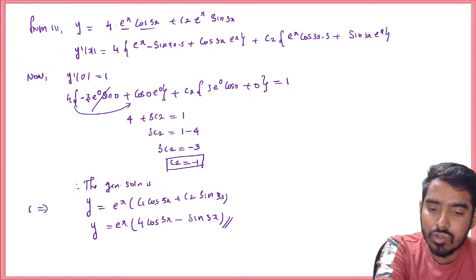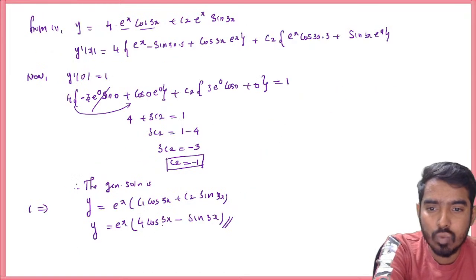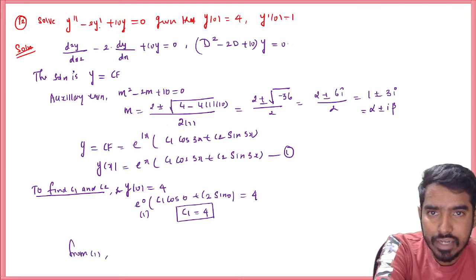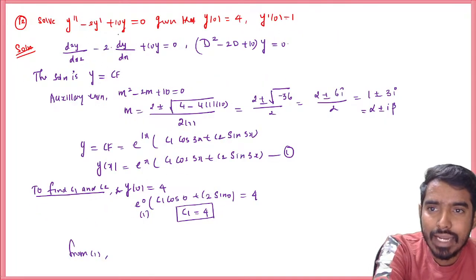How can you check? You substitute this y here, differentiate this y twice, and differentiate once and multiply by minus 2, and multiply 10 with this y and add it up, you'll get 0 as an answer. You can check it out, right?